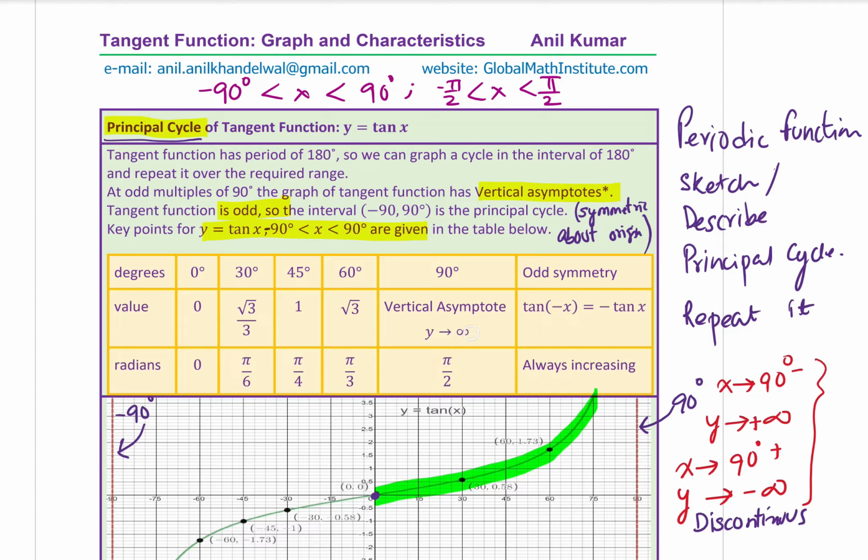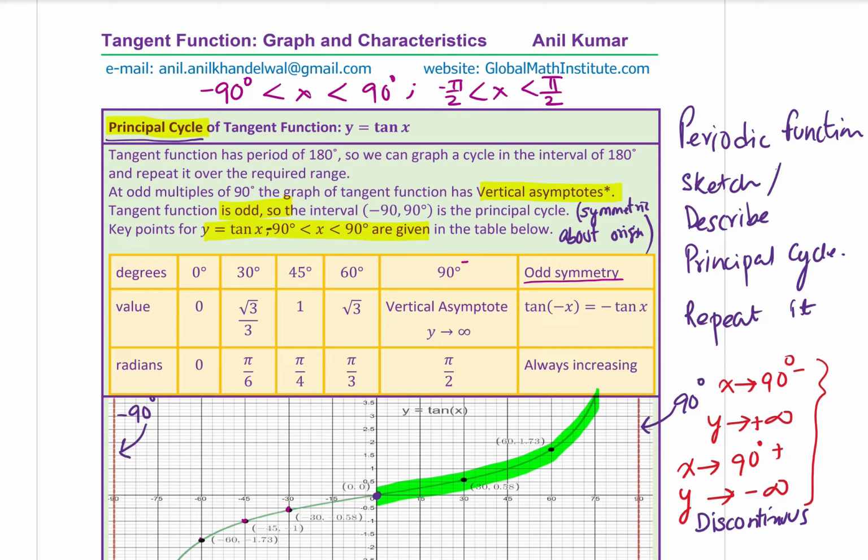So it approaches positive infinity. Since we are considering the graph between plus and minus, we'll focus on 90 degrees approaching from the left side, so in that case it is approaching infinity. Now the function is odd, correct? Since the function has odd symmetry, we can find the corresponding points on the other side also. So those are negative values of these. Negative 30 degrees will give us negative square root 3 over 3. Negative 45 will be negative 1. Negative 60 will be negative square root 3.